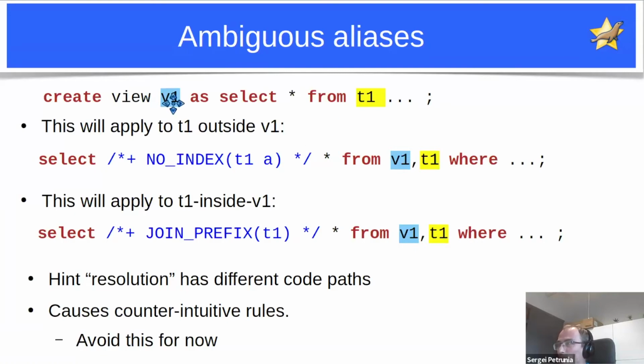I use a view here to show that it can be a surprise, because if you are looking at the top level query and you are trying to force, for example, table t1 to be first, you need to watch out that there is no table with the same alias inside the view you are using, because that might get in your way.